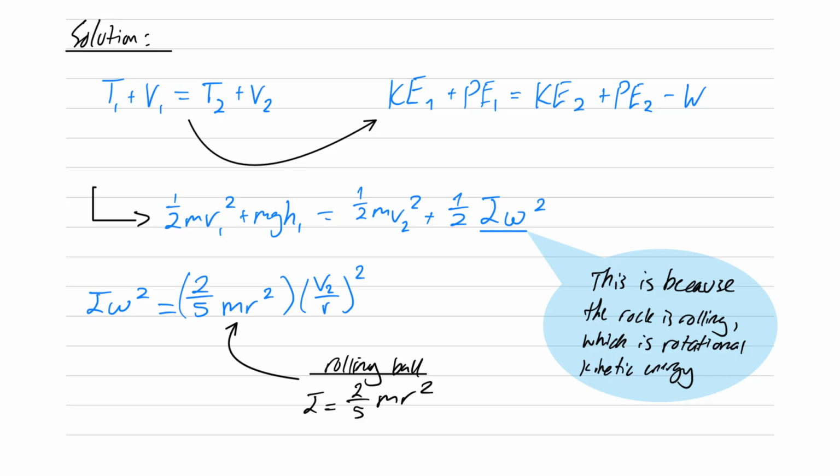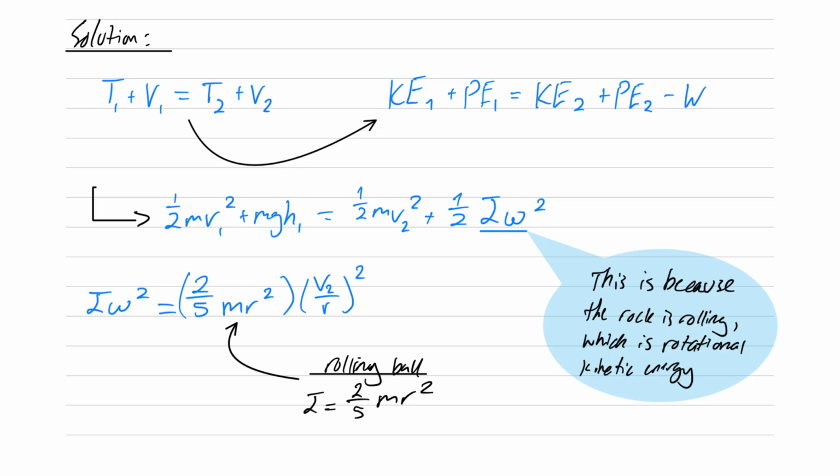And here are the equations to solve the problem. So we know that T1 plus V1 is equal to T2 plus V2, which is the conservation of energy equation, which then further goes into kinetic energy plus potential energy initially, which is equal to kinetic energy plus potential energy after the rock has rolled down the hill.